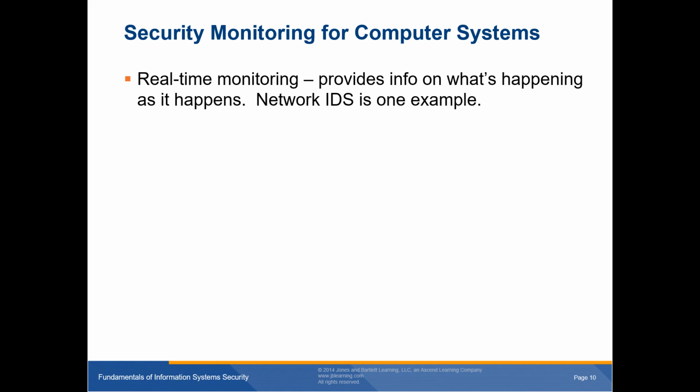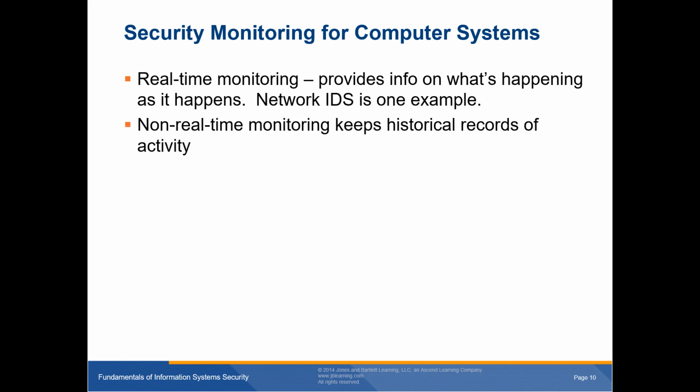Real-time monitoring provides information on what's happening as it happens. A network intrusion detection system is one example. Some examples include the host intrusion detection system, which is excellent for noticing activity in a computer as it is happening. System integrity monitoring, systems such as Tripwire, enable you to watch computer systems for unauthorized changes.